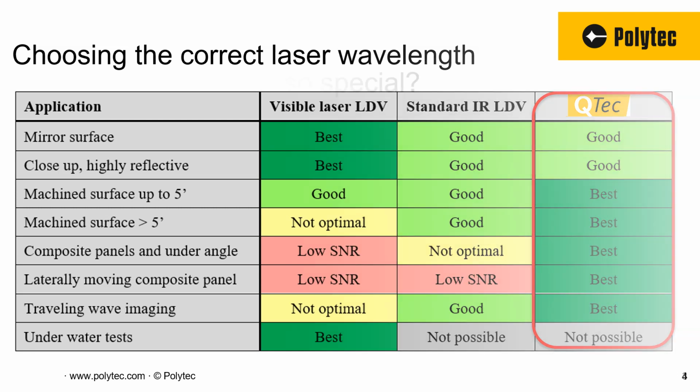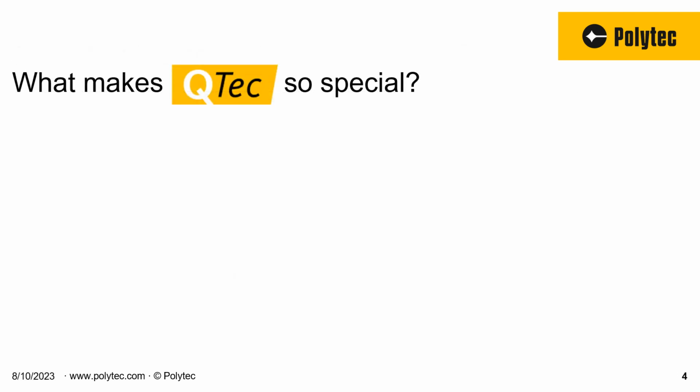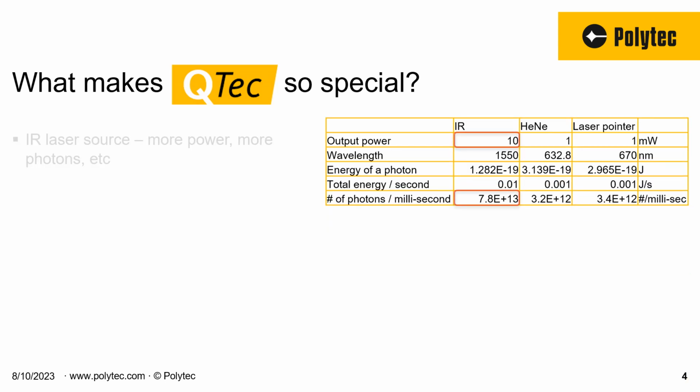And now the main slide, the only slide, where we talk about a little more. It's already clear with some other videos, but I wanted to highlight a couple of things. What makes QTec so special? Number one, it's the laser power and the number of photons. So what do we mean? In this table, for example, there's a bunch of math here, but I've highlighted in these two boxes the output power and the number of photons.